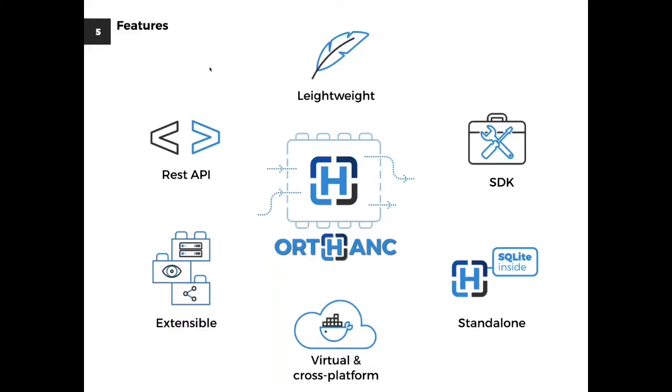So here are the features of Orthanc. It is a DICOM server that is very lightweight, so it doesn't require much power or infrastructure to run. It can run on a Raspberry Pi. It can run on a Mac, on a PC, or on Linux. It can even run full cloud applications.